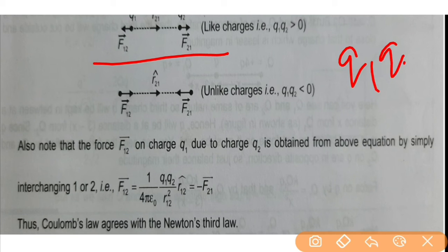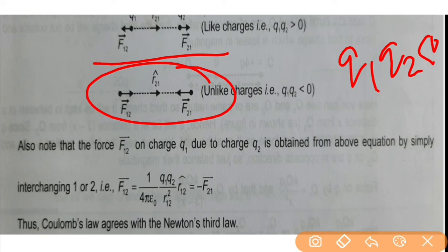And if Q1 Q2 is less than or equal to 0, that is, if the two charges' signs are different, one is positive and the other is negative, then the force is attractive. Here we can get the direction of force on the same line.